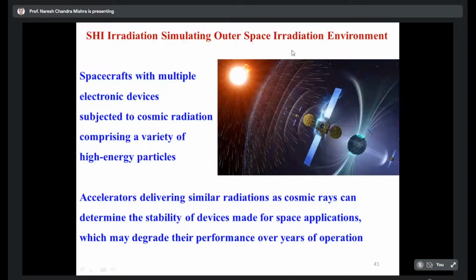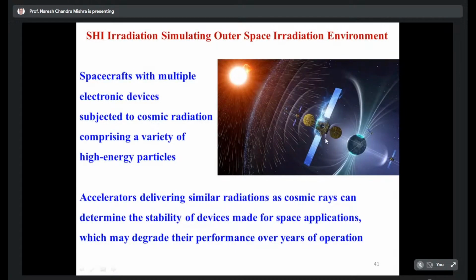Simulating outer space irradiation environment. Our outer space is a hostile environment. Many energetic particles are coming from the sun and from many other stars, from stellar explosions and all kinds of things. Many highly energetic particles. We call them cosmic rays. When our spacecrafts and satellites are sent to the outer space, many electronic devices used in them are constantly exposed to these cosmic rays. Can they withstand these cosmic rays, these radiations, this hostile environment?